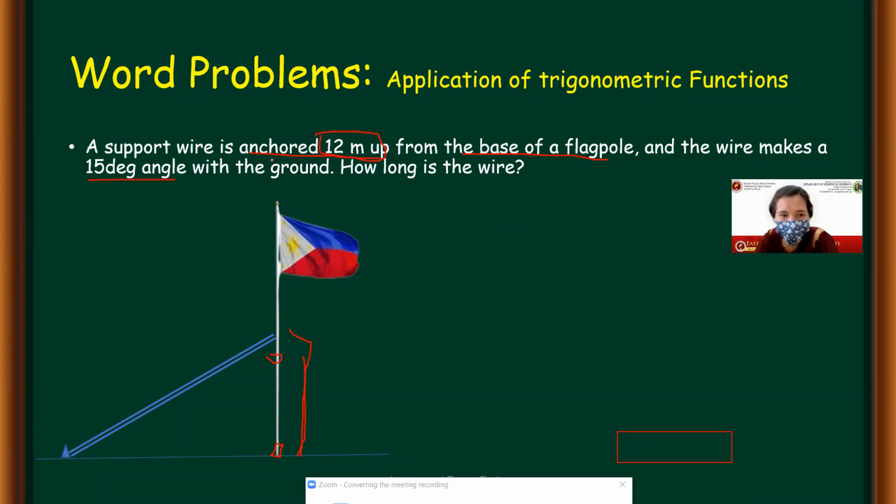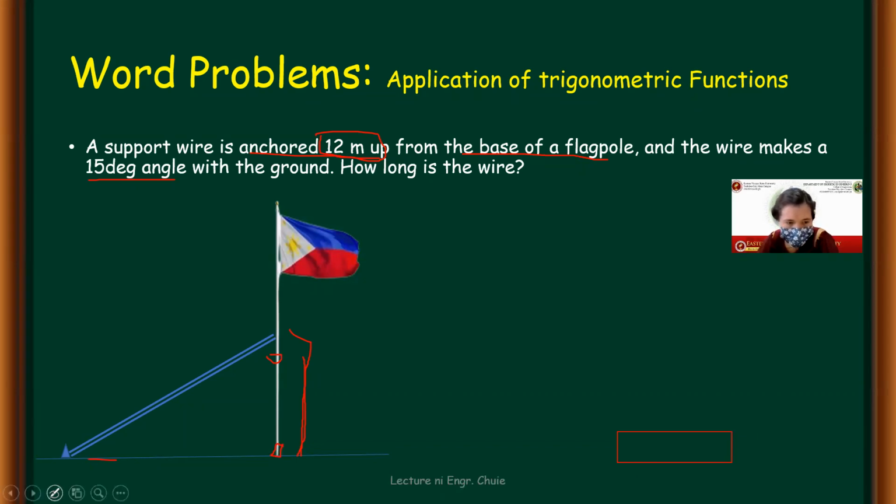So again, there is a wire anchored to that flagpole, which is 12 meters from the base. And the wire makes a 15 degrees angle with the ground. So saan yung ating ground? This is the ground, this is now our horizontal. Then from the horizontal, from the ground, mayroong 15 degrees kung saan nakalocate yung ating pole. And the question is, how long is that wire?